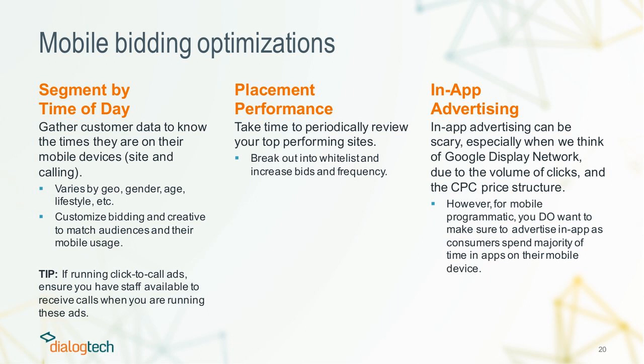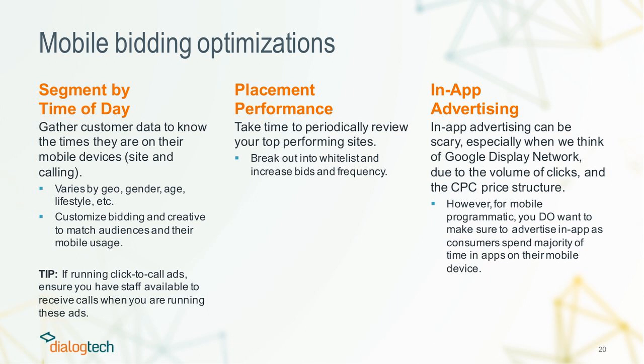Placement performance. I've been on the agency side and the brand side, and I think it's really important to take time to periodically review your top performing sites. If you're running programmatic, you're obviously running on hundreds of thousands of different sites. But taking a step back and looking at that data, even on a quarterly basis, will help fuel your whitelist strategy. There may be a handful of sites that are really top performing, so you want to devote a specific budget test to those sites to see if you can get more gains from your budget there. And then in-app advertising. I run both GDN campaigns as well as programmatic, and I'm currently running both.